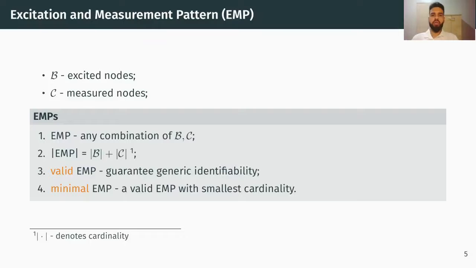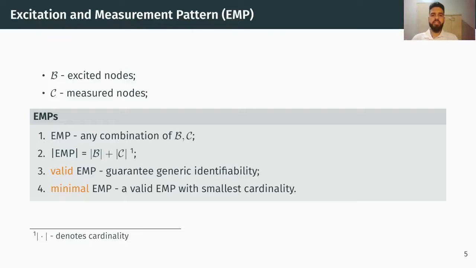Our interest is to obtain the most accurate experiment using the minimum number of excitations and measurements. For this purpose, we define the cardinality of an EMP as the sum of the cardinalities of the excited and measured node sets. Not all EMPs guarantee identifiability of the modules in a network. We call valid EMPs those EMPs which render a network generically identifiable. We define a minimum EMP as a valid EMP such that there is no other valid EMP with smaller cardinality.